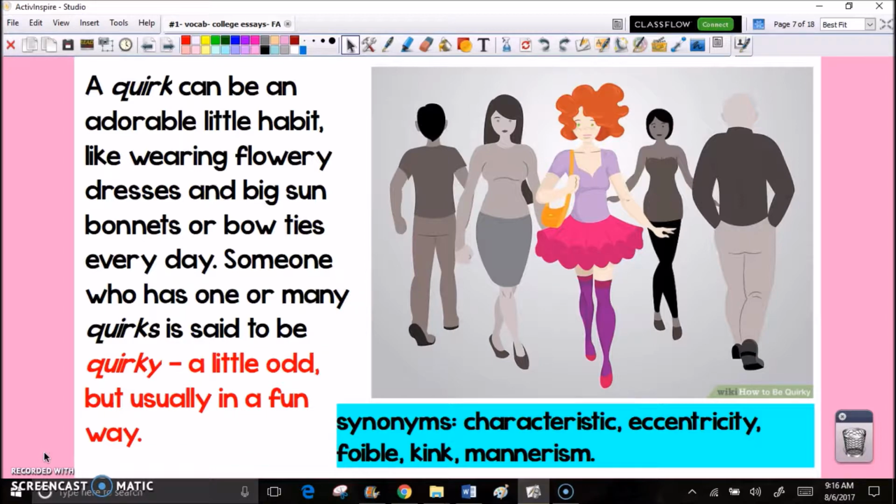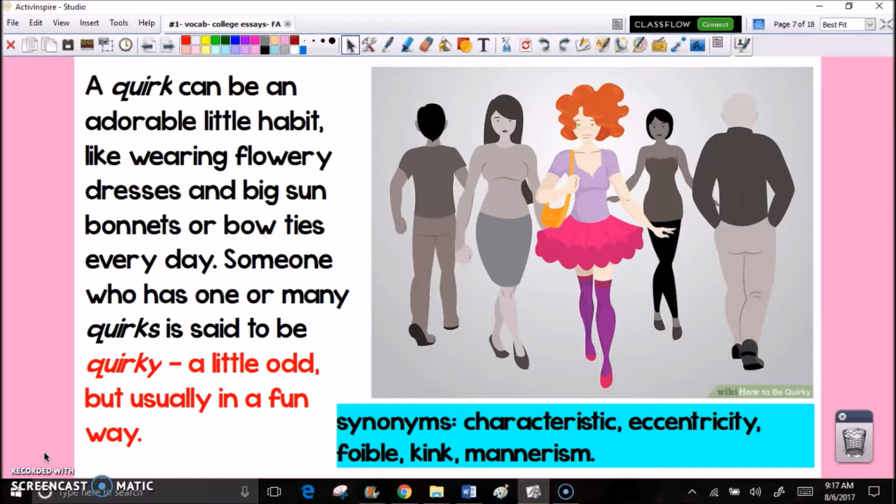But some synonyms would be characteristics. Being eccentric, someone who's eccentric kind of walks to the beat of their own drummer. That's the idiom people use to describe it. A foible is a synonym, but a foible is definitely a little more negative. It's a trait that you have that usually leads to your downfall or causes trouble. Kinks, when there are kinks in something, it's usually something that causes a little trouble. It's like a bump in the road.